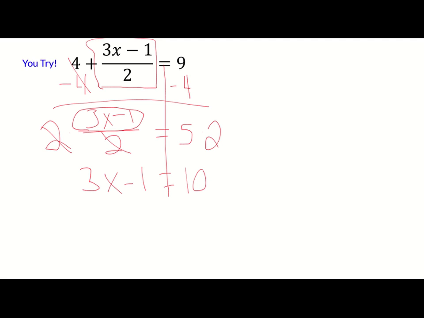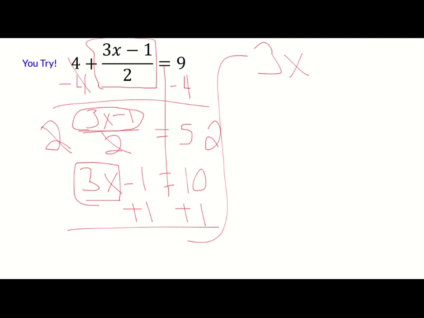We now have a two-step equation. So we're going to get 3x by itself, get rid of minus 1 by adding 1 to both sides. So 3x is going to equal 11. And then since 3 and x are being multiplied, divide 3 on both sides. So on the left, the 3's are going to cancel. So we're left with x equals.